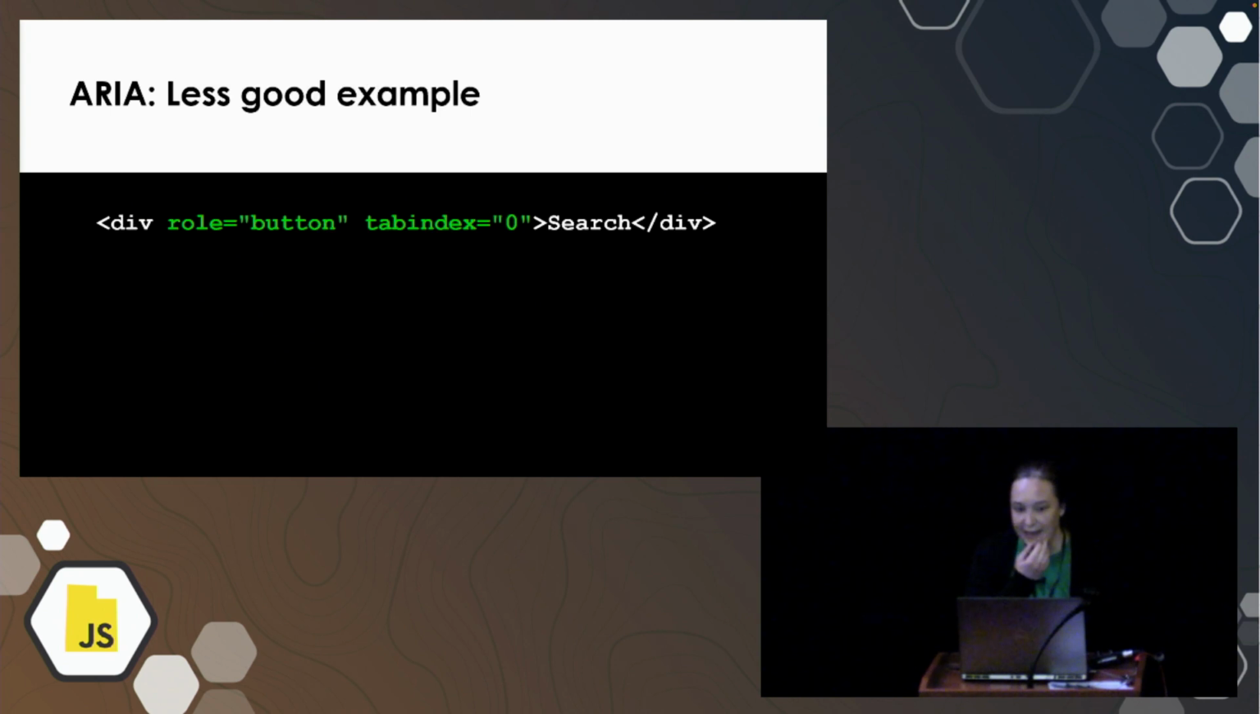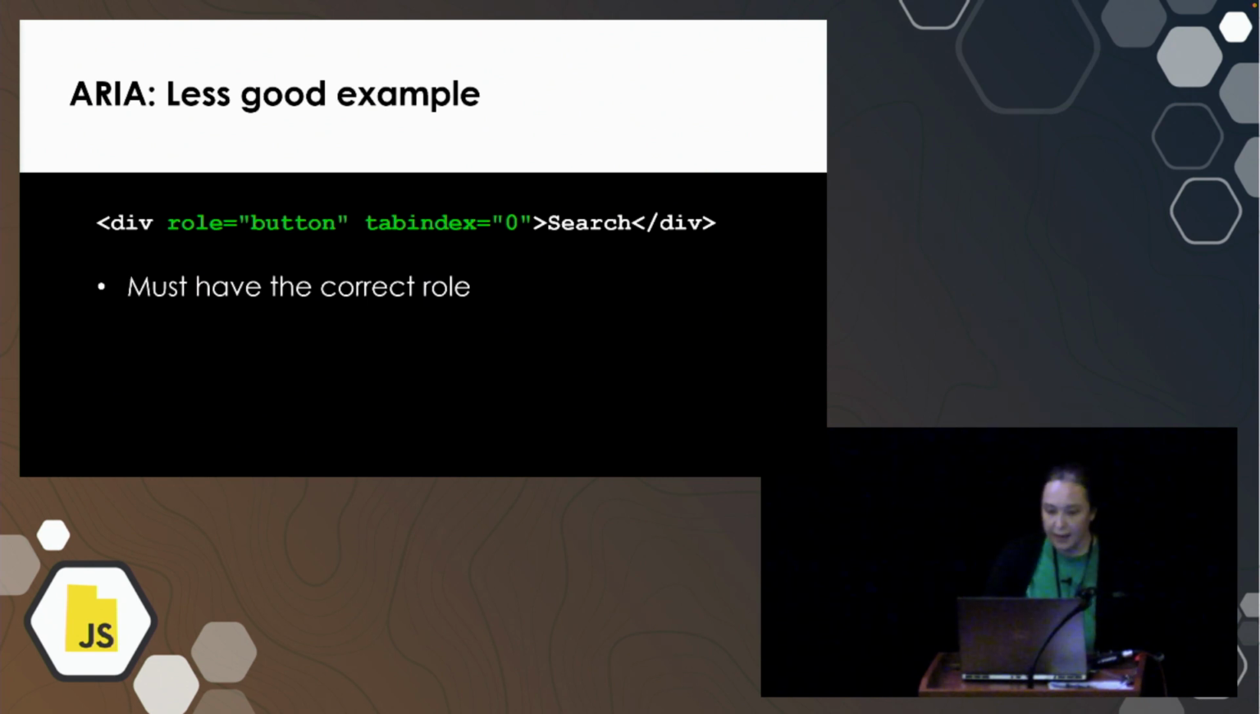So let's look at what I call the less good example of using ARIA. So here we have a div. It's got a role of button. It has a tab index of 0 so that it actually gets keyboard focus. But you also have to do a lot of work. You have to do extra JavaScripting to make this button work with a keyboard, not just a mouse.